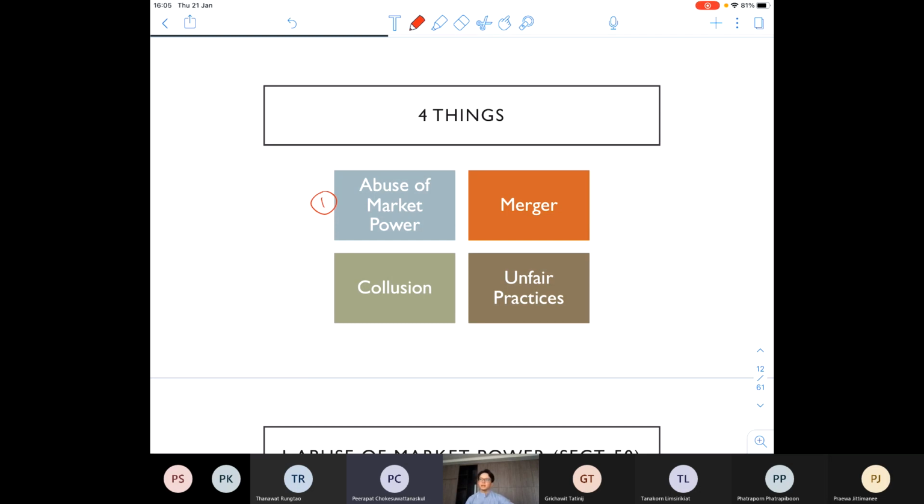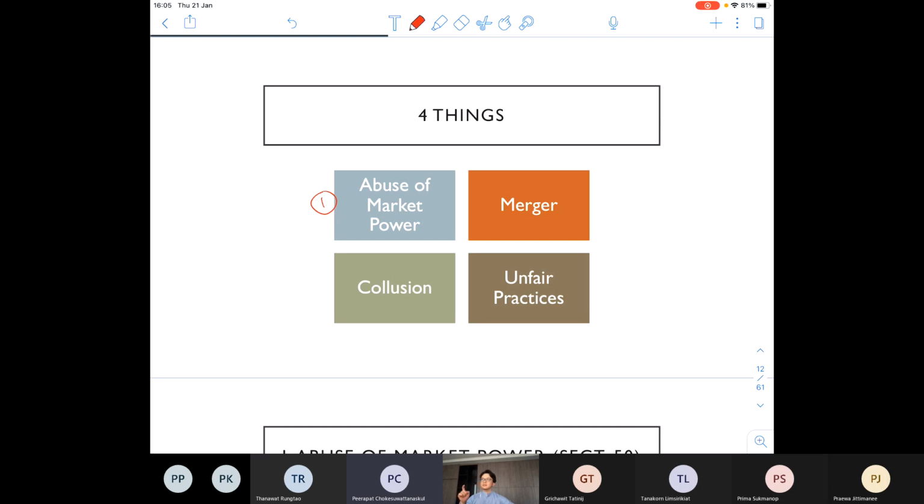All right? And the last thing is unfair practices. Unfair practices is essentially this. I have a question. Yes, please. Collusion is referred to in Thai as หัว, like มันคือการหัวใช่ไหมคะ Yes, it is หัว. Thank you.